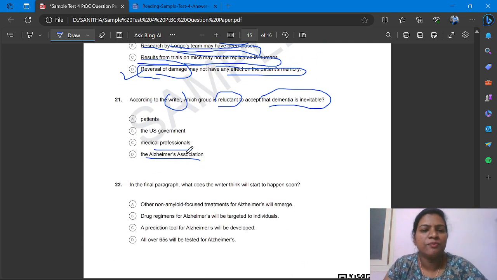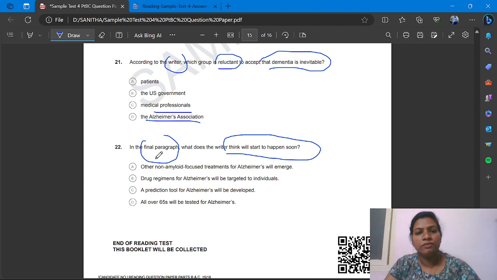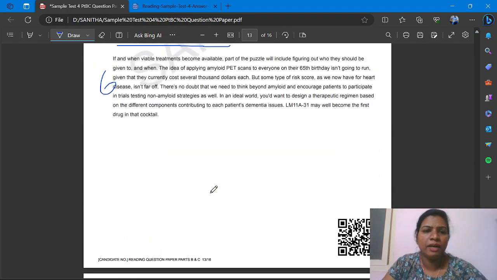In the final paragraph, what does the writer think will start to happen soon? Other non-amyloid focused treatments for Alzheimer's will emerge. Drug regimens for Alzheimer's will be targeted to individuals. A prediction tool for Alzheimer's will be developed. All over 65 will be tested for Alzheimer's. What does the final paragraph say?